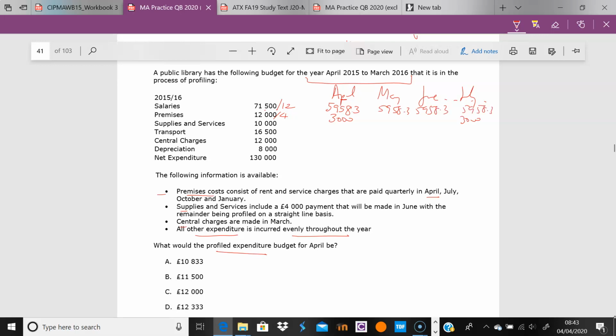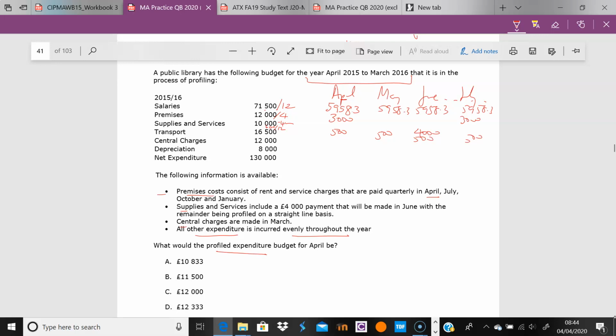Okay, great. Supplies and services. It says here supplies and services include, this figure includes a 4,000 payment that will be made in June. So I have 4,000 here in June. So there's 6,000 left, and it says the rest will be spread on a straight line basis. So I've taken 4 out of here, of course, and I have 6,000 left. So 6,000 divided by 12, right? It's 500, isn't it? So I have 500 here, 500 here, 500 here, 500 here, and so on and so forth.